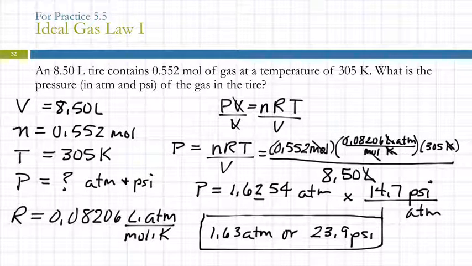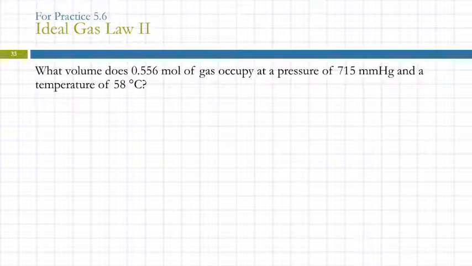Any other questions? Yes? You do not need to memorize the conversion factor. The only ones you need to know are 1 atmosphere is 760 torr, which is 760 millimeters of mercury.